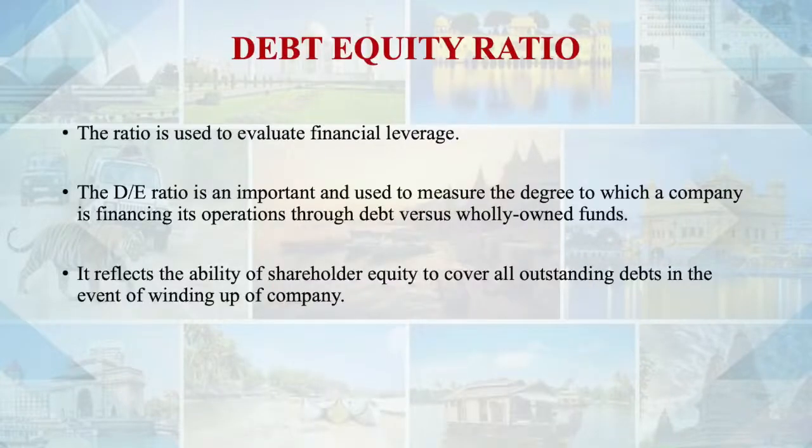And it reflects the ability of the shareholders' equity to cover all the outstanding debts in the event of winding up of the company. So if the company is going to close, it shows the value of the equity in the company, how well they will be able to cover all the debts which are there in the company. So the financing organizations or the bankers who provide financial help to the company are very much interested in knowing this particular ratio. Even the shareholders also want to know the ratio.